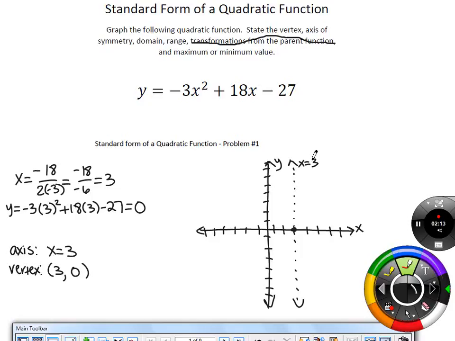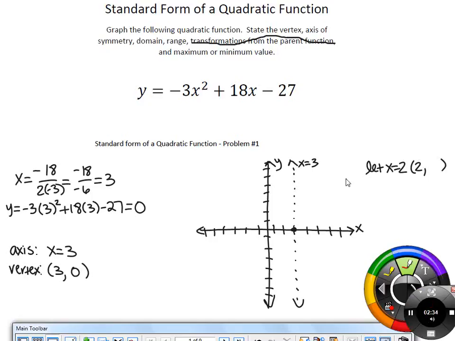Normally, I prefer to plug in 0. But in this case, the y-intercept, if you plug in 0 for x, is negative 27 and is not on my graph. So I'm going to go ahead and just plug a number near the axis of symmetry in. So I'm going to choose to plug in 2, and look for the y value that goes with 2. So I am going to, again, do this calculation.